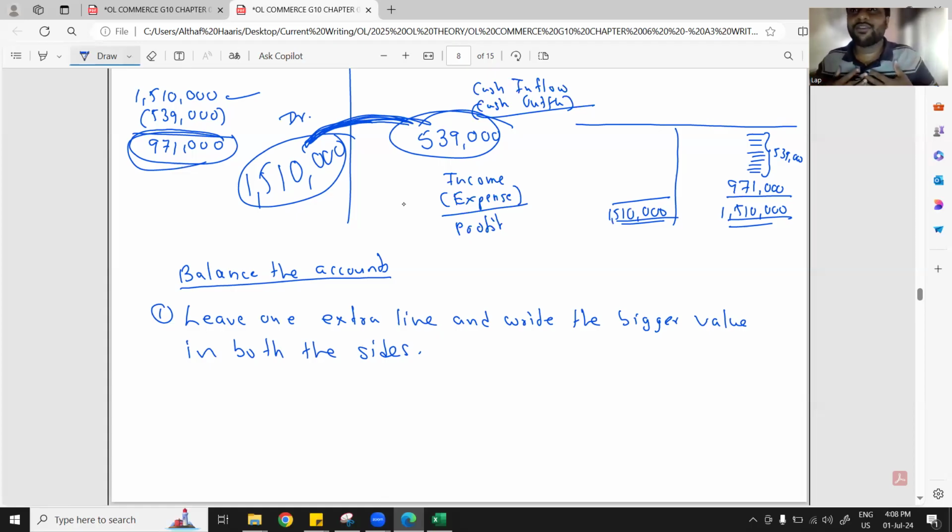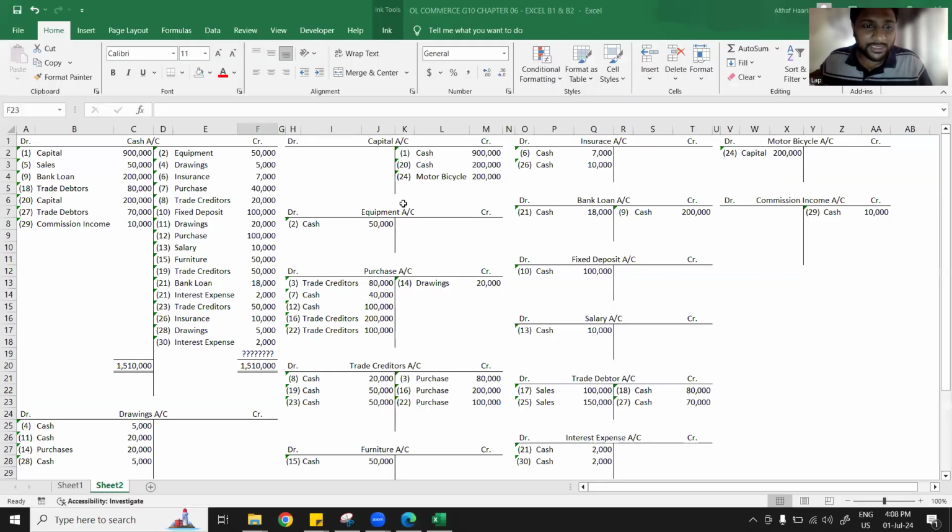I got money 1510. My money went out 539. Inside my wallet, I have 971. So we will call it the cash balance, end of the year or end of the month, whatever. So let's go to the account, people. Put it here. 971,000.